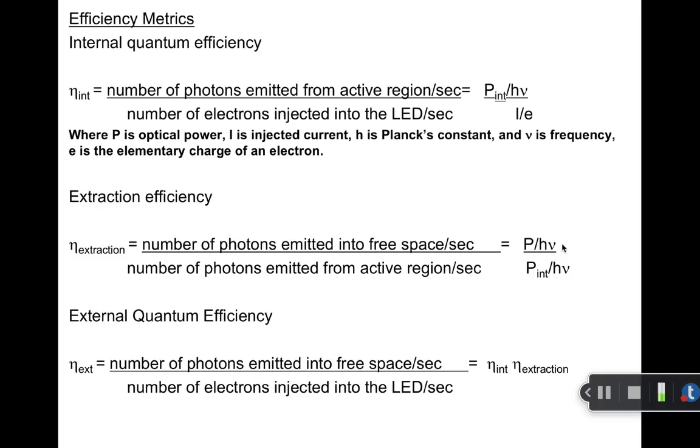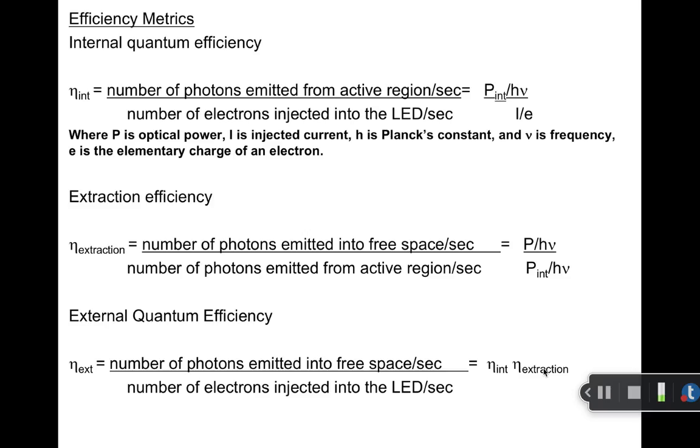And so now we talk about the external quantum efficiency, and this is the number of photons emitted into free space per second divided by the number of electrons injected into the LED. So before, extraction efficiency was how many photons you generate and how many of them actually make it outside. External quantum efficiency is the number of photons that are emitted into free space divided by the number of electrons that I actually inject into my LED. And this is simply the internal quantum efficiency multiplied by the extraction efficiency.